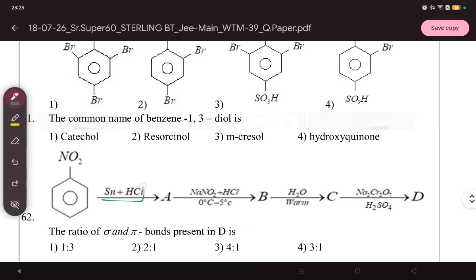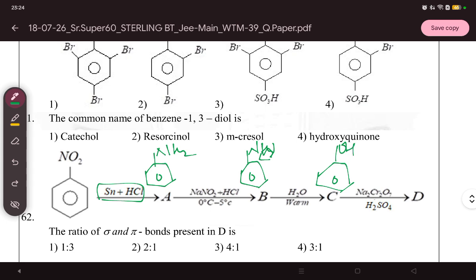With SnCl2, nitrobenzene is reduced to aniline. With aniline and NaNO2, it gives benzene diazonium salt, N2Cl. When it reacts with water, benzene diazonium chloride produces phenol.